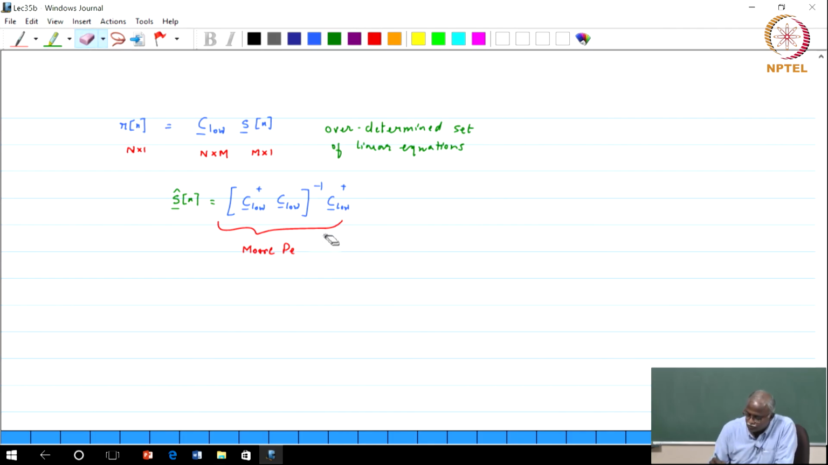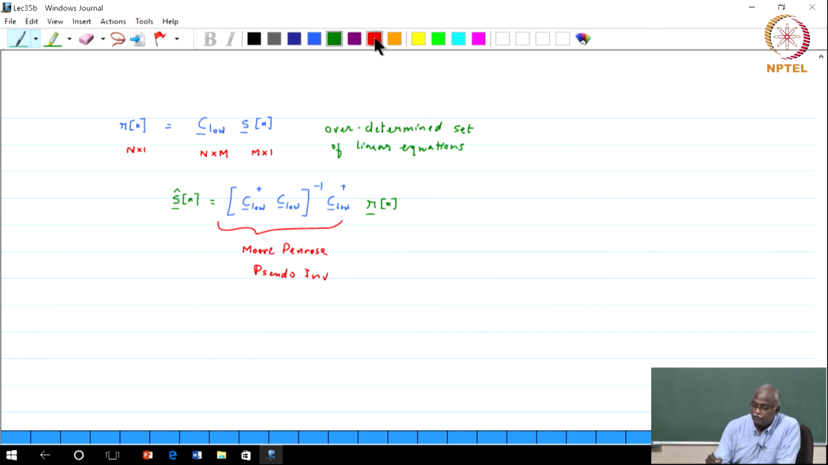The Moore-Penrose pseudo inverse times R of n, and this basically gives us the estimate.